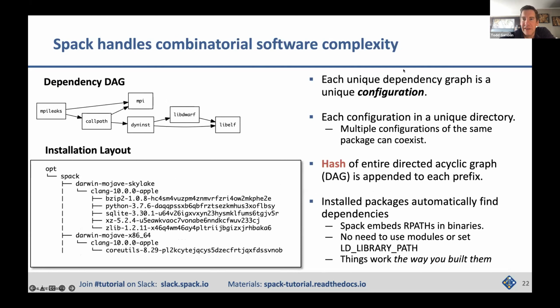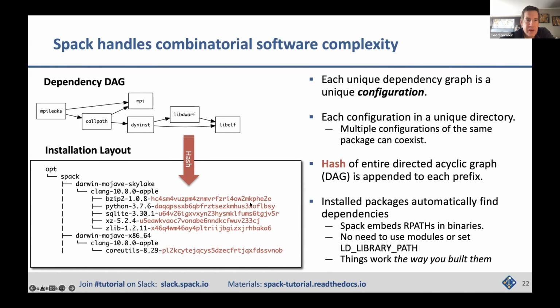If you look at the way that Spack manages packages, each unique configuration, each unique dependency graph is a unique configuration. Think about this as the graph for MPI leaks: it depends on call path, it depends on an MPI library. It has dynins, libdwarf, and libelf. And if you imagine that there's metadata on every one of those nodes, what we're doing in Spack is really taking that whole graph, some description of it that's complete and canonical, and hashing it and producing these little SHA-1 hashes that are base 32 encoded to identify directories.